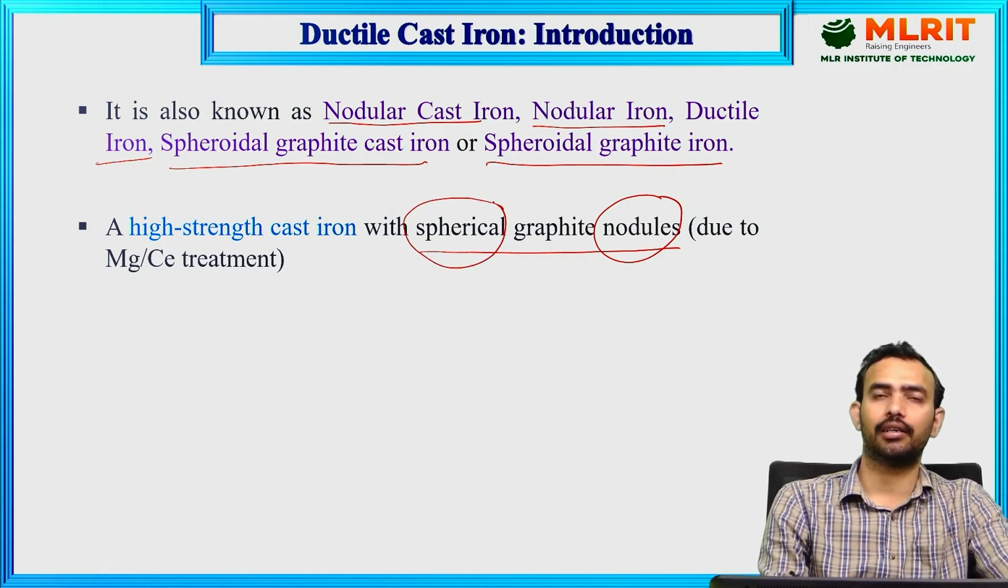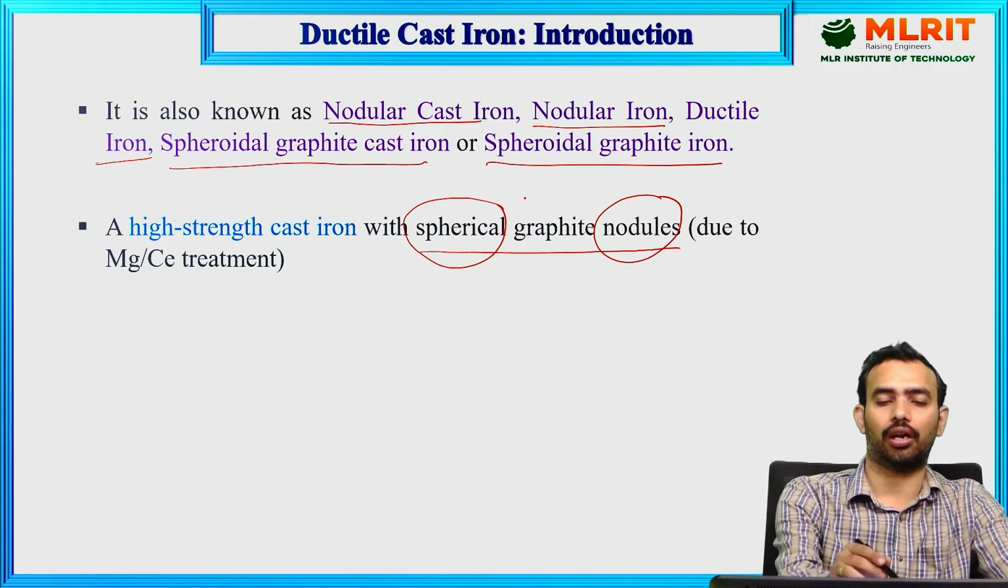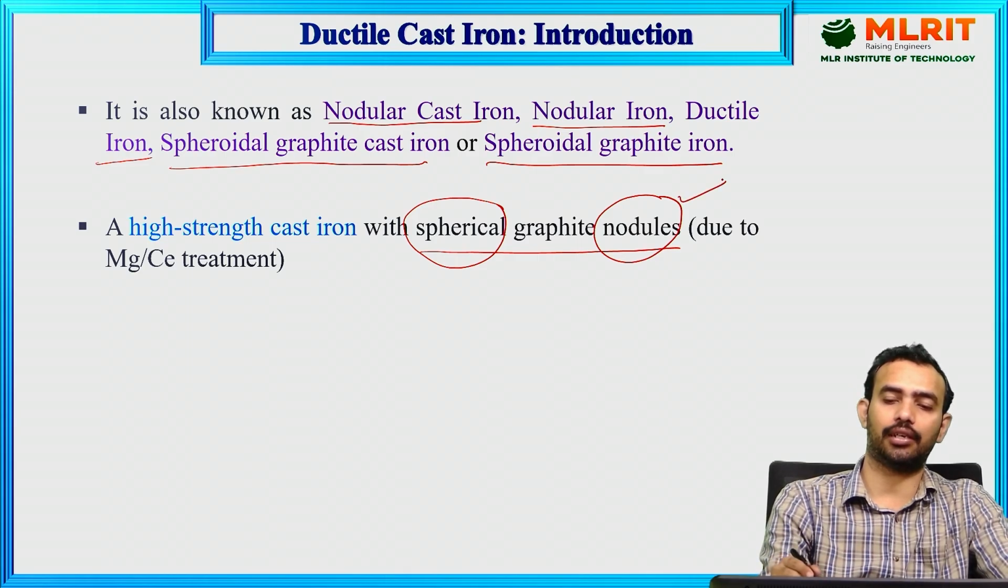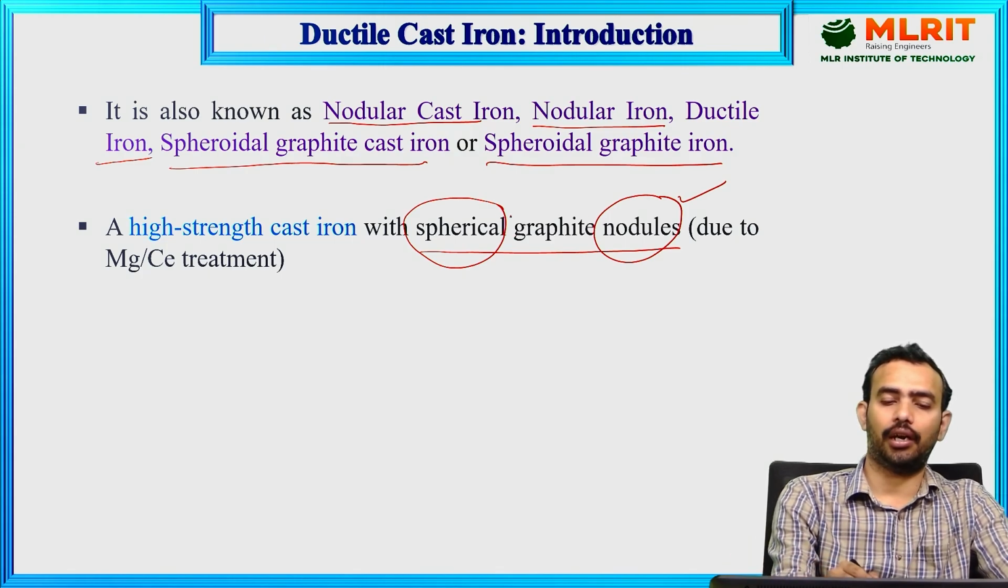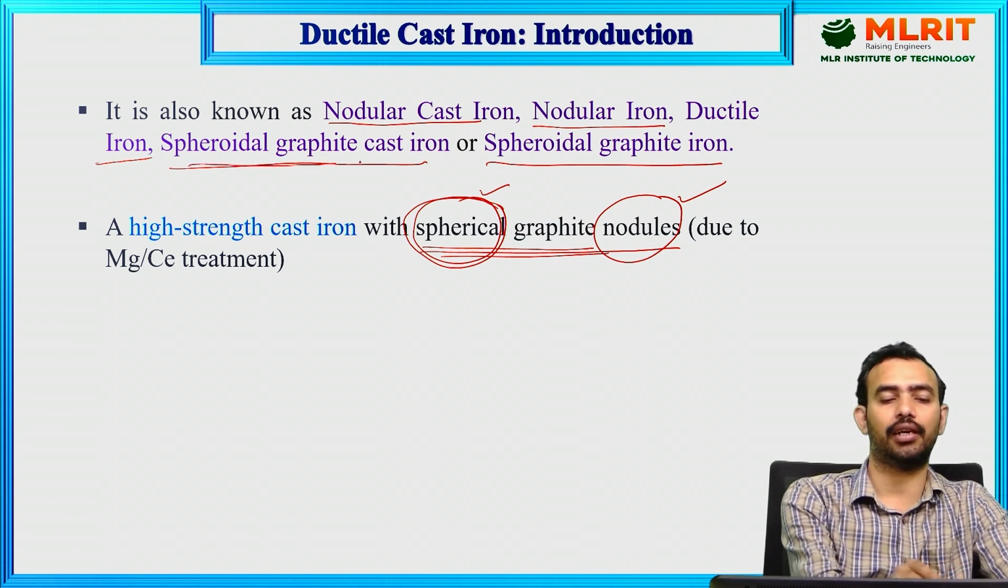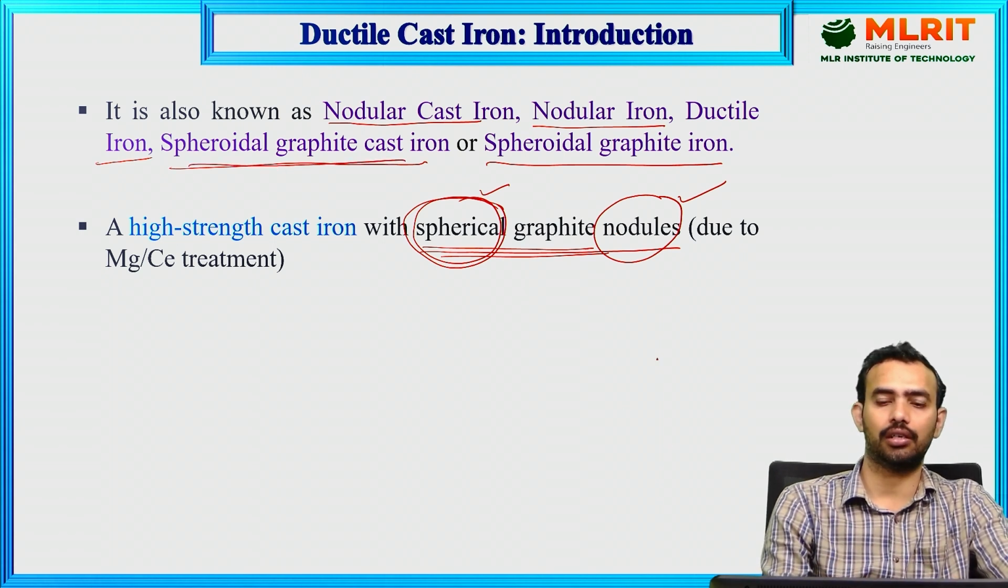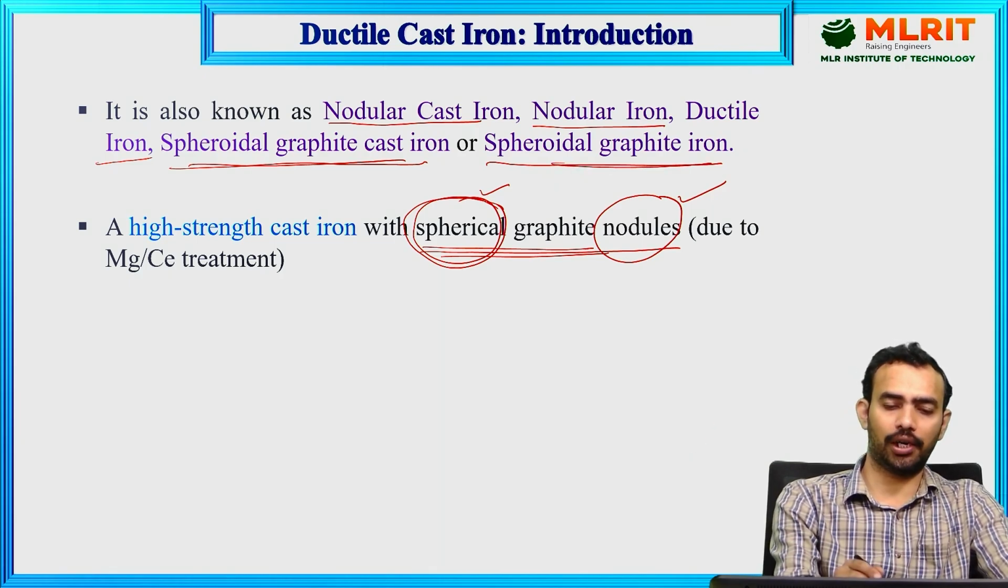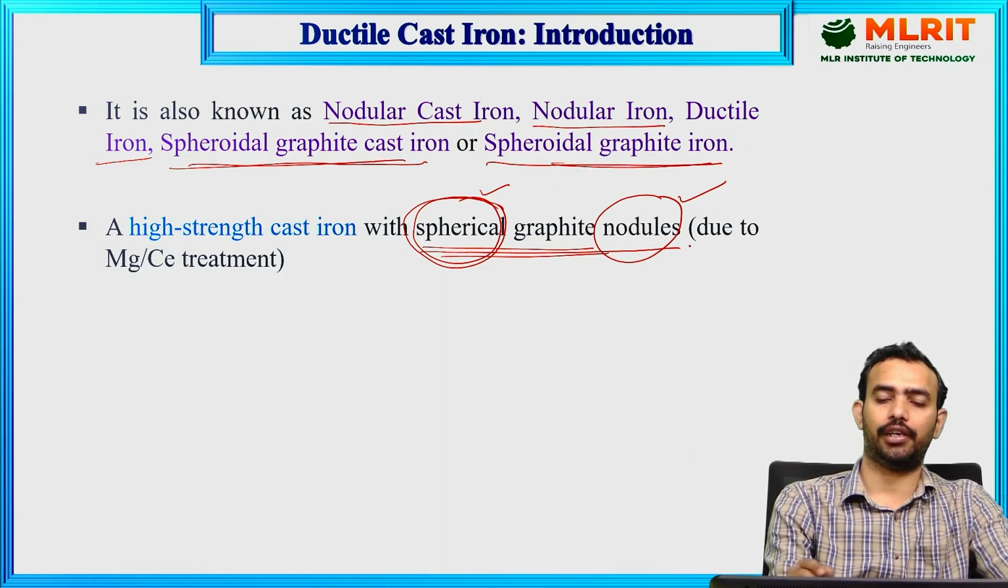That's why these cast irons are called nodular cast iron or nodular iron, because of the presence of graphite in the nodular form, and these nodules are spherical in nature, so it's also called spheroidal graphite. Graphite is present in the spherical shape. That's why it is called spheroidal graphite cast iron or spheroidal graphite iron. So what is causing this spherical graphite nodular shape?